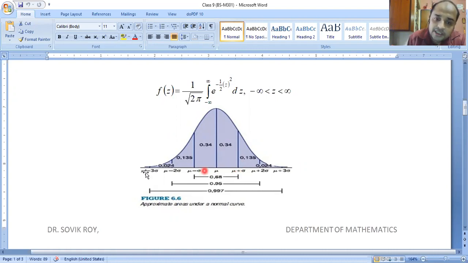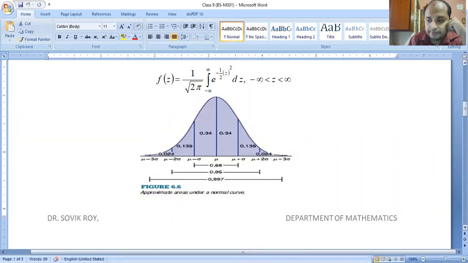Similarly, if we move 2 sigma distance apart on both sides, we will reach the points mu minus 2 sigma and mu plus 2 sigma. And from mu minus 2 sigma to mu plus 2 sigma, the entire area is 95% of the total area. Similarly, for mu minus 3 sigma to mu plus 3 sigma, the entire area is 0.997, that is 99.7% of the total area. This is the biggest range, mu minus 3 sigma to mu plus 3 sigma. So this diagram can be represented mathematically in the following way.